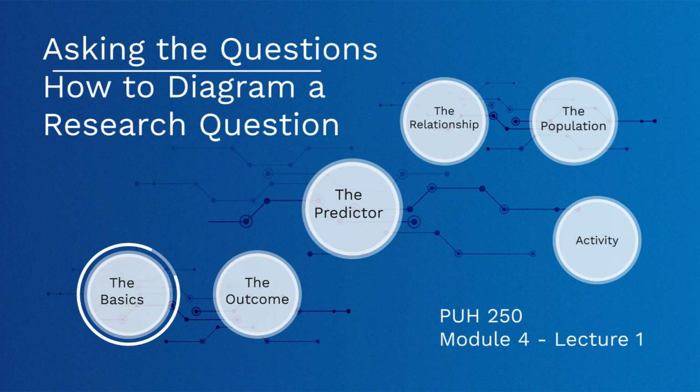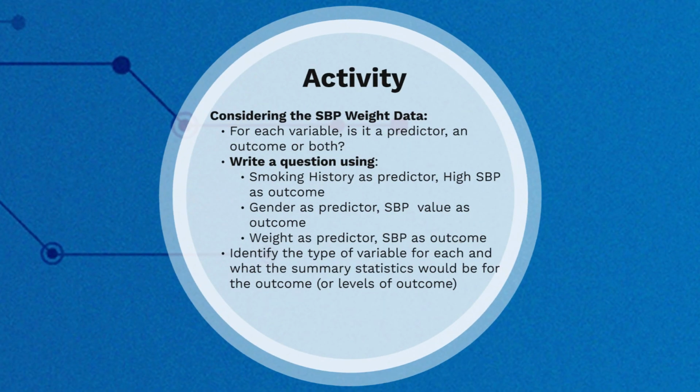So to do that for our next activity, considering the SBP weight data, for each variable, ask yourself, do you think this is a predictor, an outcome, or could it be both? Then write a question using the following variables. So you'll write 3 questions. A question about smoking history as a predictor and high SBP blood pressure as an outcome.